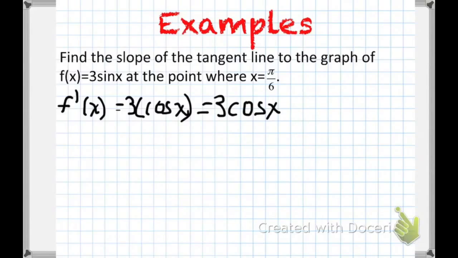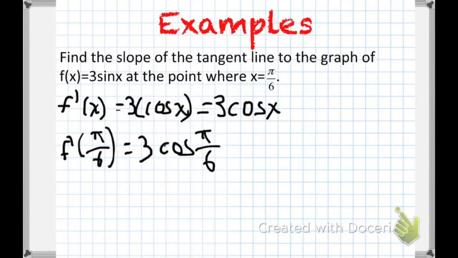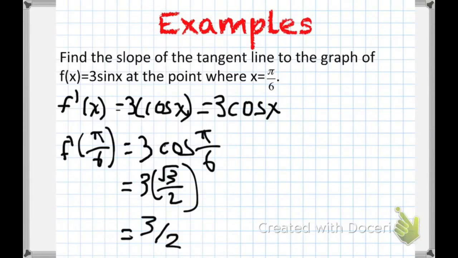After that, we need to plug in the x value into the derivative. So f prime of pi over 6 equals 3 times cos pi over 6. So that would equal 3 times root 3 over 2. So that equals 3 over 2. So the slope of the tangent when x equals pi over 6 is 3 over 2.